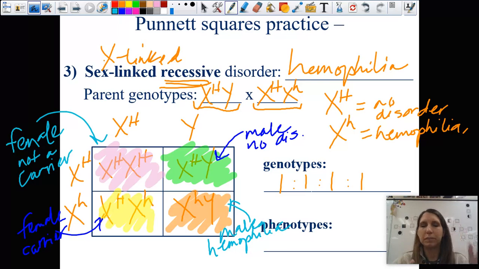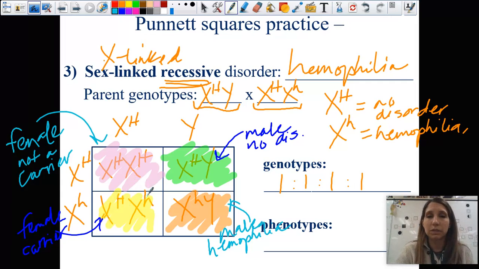So what this means is that on a test, on a quiz, I could have you set up a cross like this. I could even give you your parent genotypes. And I may ask you, what's the probability of a female being produced that has hemophilia? And your answer would be to say 0%, because based on this cross, neither of my females over here are actually going to be hemophiliacs, right? They don't have the disorder. One of them is a carrier, but neither of them actually expresses it, right?